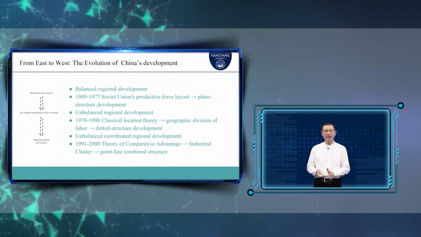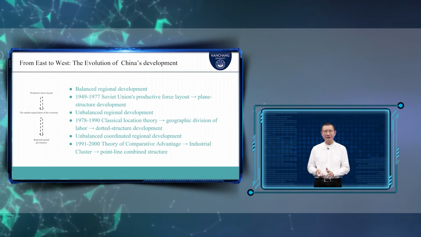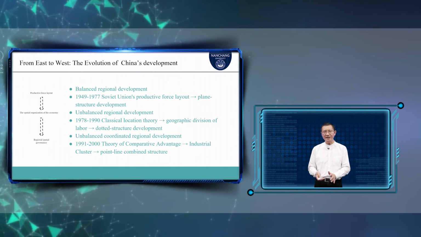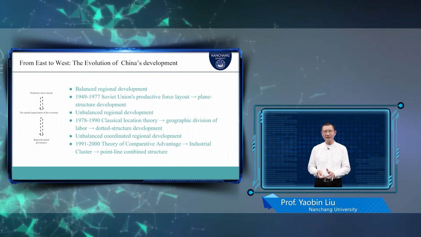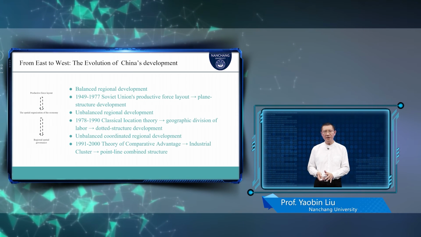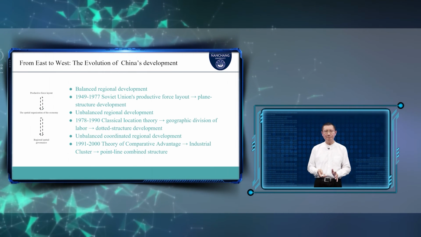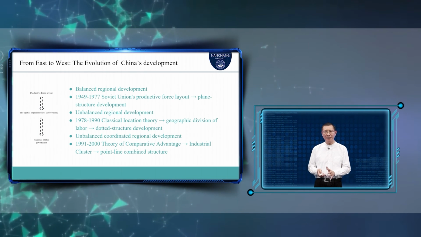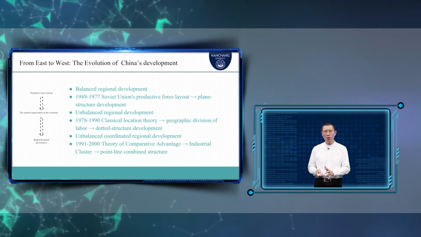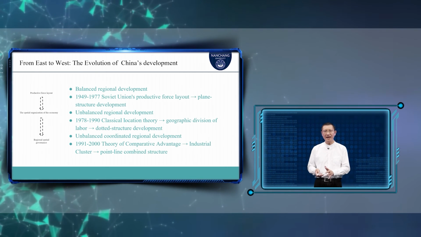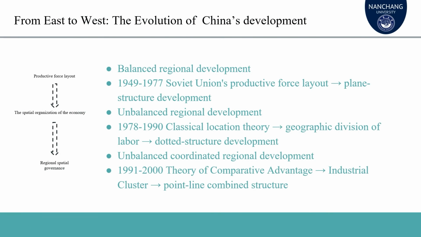From 1978 to 1990, based on the classical location theory and the principle of geographic division of labor, China focused on developing major cities. The main objective was to let cities in eastern China take the lead in development, make some people rich first, who will then bring along the rest to become rich too. However, with the implementation of such an unbalanced strategy, China's regional economic disparity had become gradually greater. Against this background, from 1991 to 2000, China began to focus on inland economic development step by step. During this period, it adopted the theory of comparative advantage and concentrated on industrial clusters in a point-line combined structure.